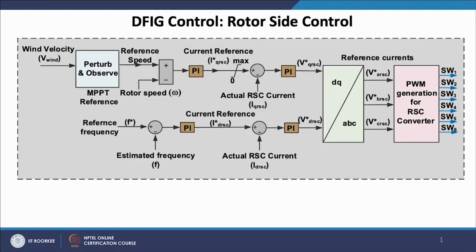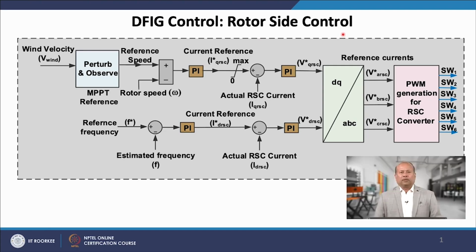Now, if you look into the DFIG control through rotor side, field oriented control, FOC, established on vector control is employed for D and Q axis control of rotor current. The maximum power point tracking, MPPT, is implemented using the perturb and observe, P&O, method by estimating the MPPT reference rotor speed at a particular wind velocity, regulating the Q axis of the rotor current, IQ RSC.